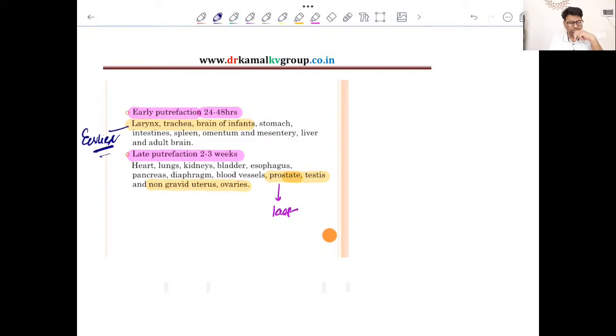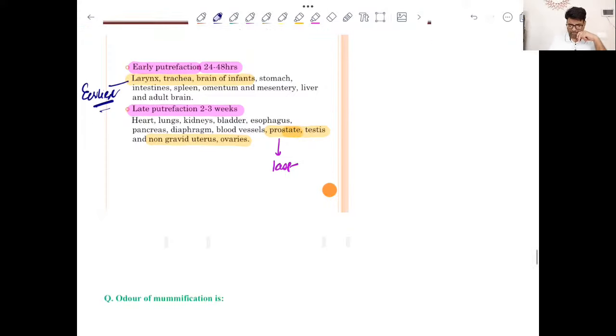Clear? So just remember this. Yes, absolutely right, Sangmitra. Larynx, trachea, same thing, no problem. Just remember what is earliest and what is last. That's enough. No need to mug up the entire table.